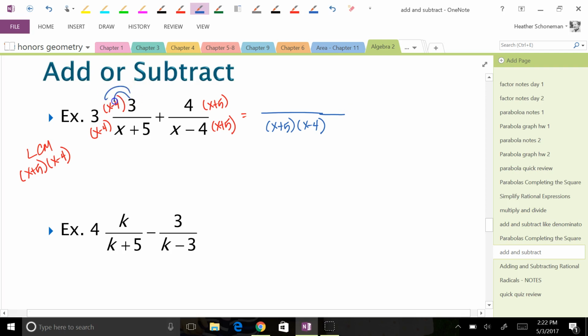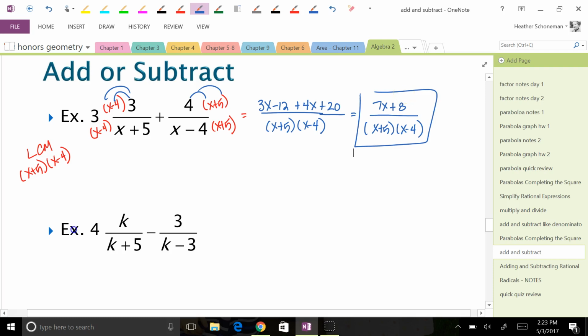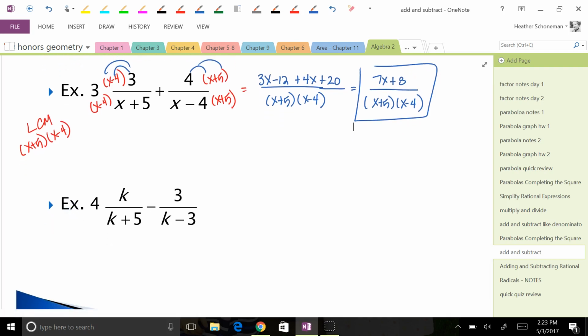Now I got to multiply. That's going to give me 3x, oh, whoops, match my signs, minus 12. And then over here, this is going to give me 4x plus 20. Okay, combine like terms, that's 7x plus 8 over x plus 5 times x minus 4. Now, the numerator doesn't factor, so there's nothing that can simplify, so we're done.